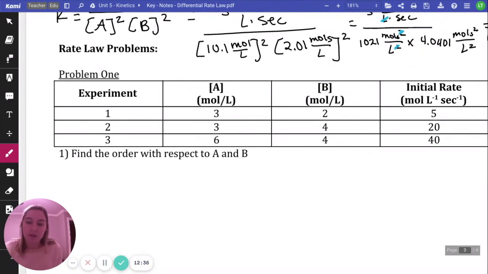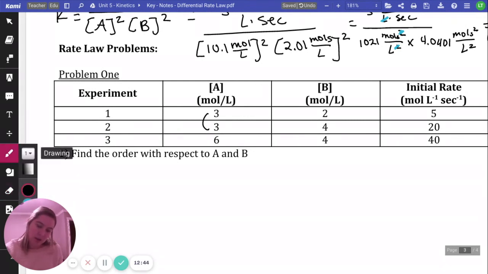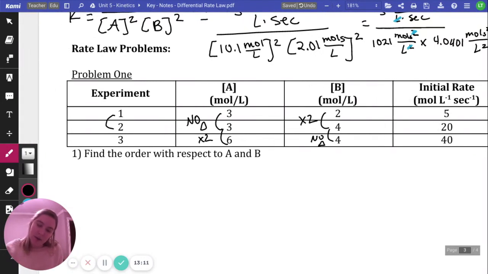Here we go. Once again, we need to look at our data. From trial 1 to trial 2, A does not double, no change there, and the concentration of B does double. Then from trial 2 to trial 3, A is going to double and there's no change on B. So we can see the rates we need to compare. I'm going to compare trial 1 and trial 2 to figure out B, and then trial 2 and trial 3 to figure out A. Let's jump in with the first one, starting with B.